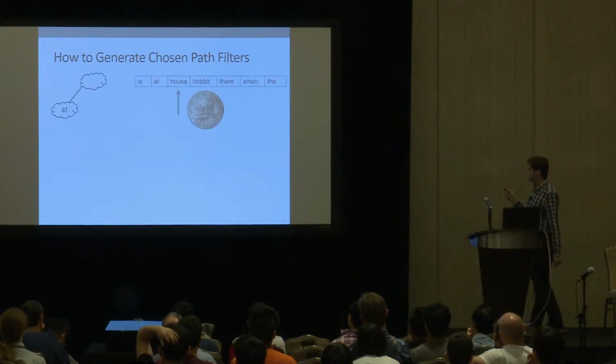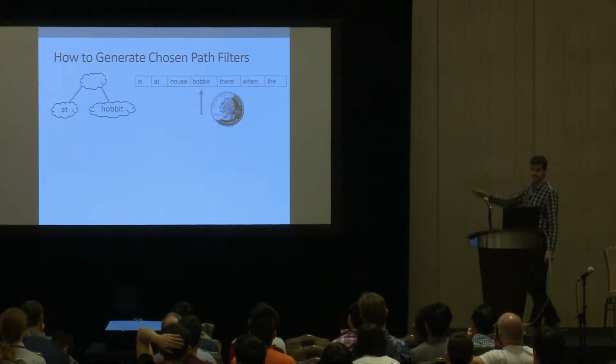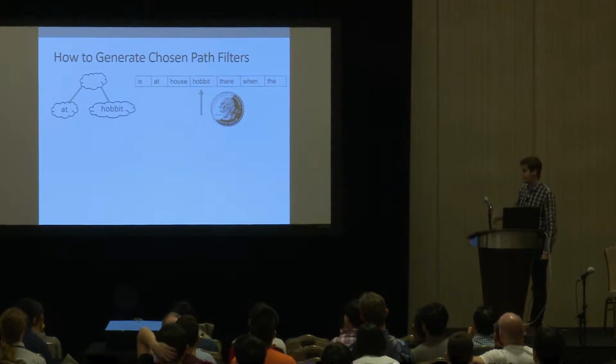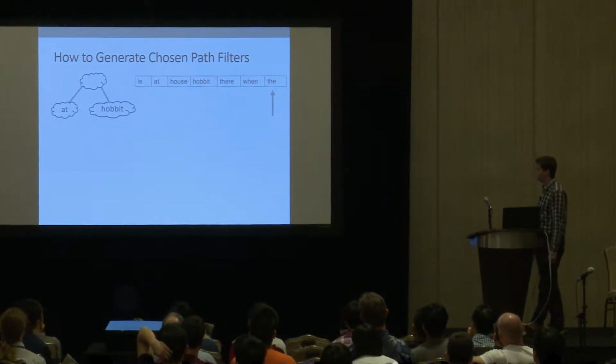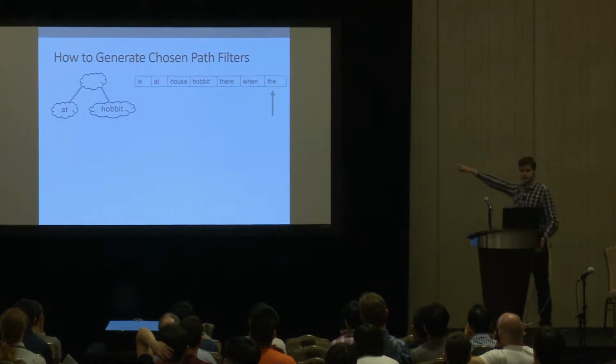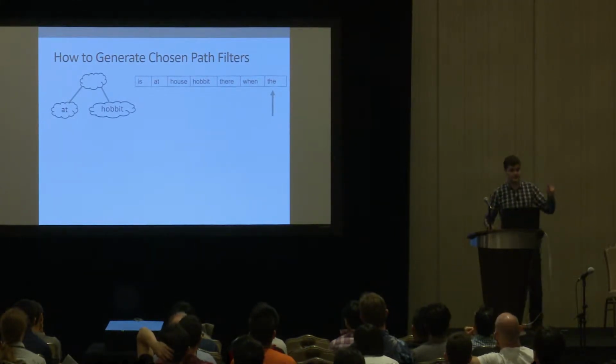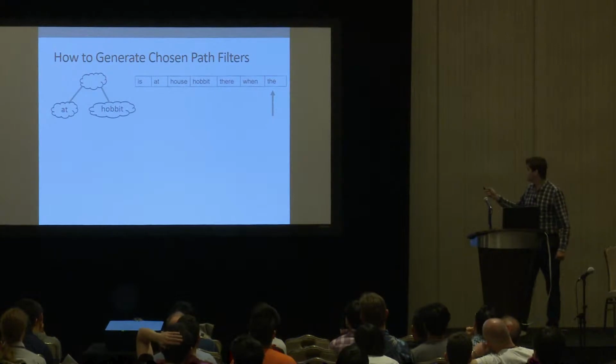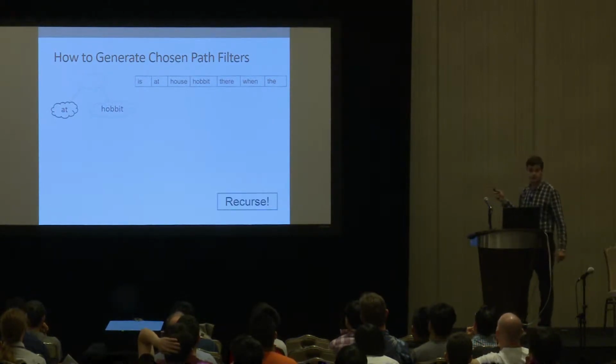I keep going. "House," I get tails. "Hobbit," I get heads. So I create a filter which has "hobbit" in it. "There," "when," "the," I get tails for all of them. All right, so I've created one new level. I have a bunch of filters, each of which has 1 item in them. Now, I'm going to recurse.